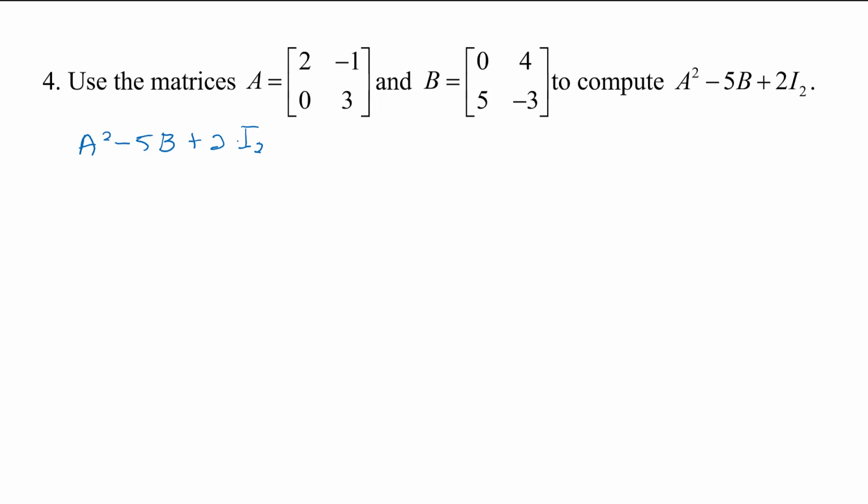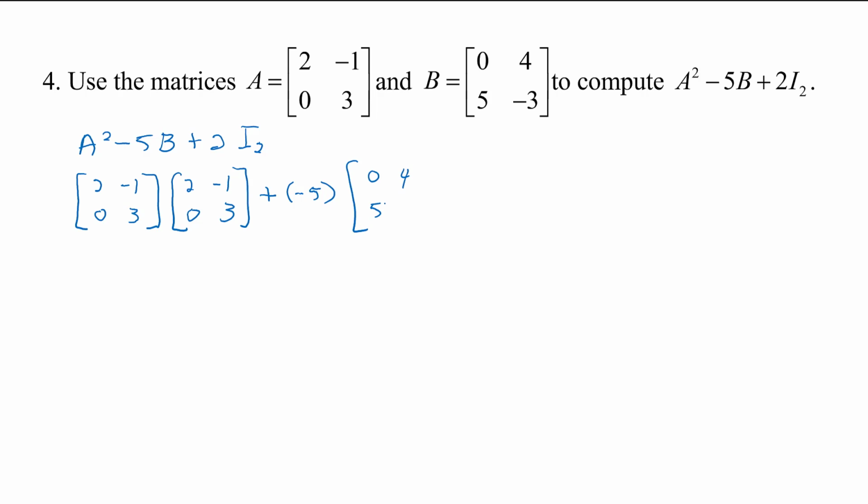And we'll write this out starting with A squared. So A squared just means A times A here. 2, negative 1, 0, 3 times 2, negative 1, 0, 3. And then we have minus 5B. I'm going to write that as plus a negative 5 times the matrix B, 0, 4, 5, negative 3. And then we have plus 2I sub 2. So you need to know here that I sub 2 is the 2 by 2 identity matrix with 1, 0 in the first row, 0, 1 in the second row.